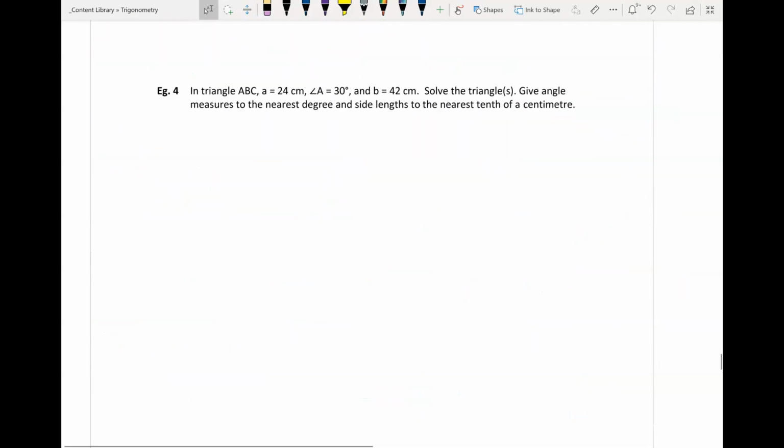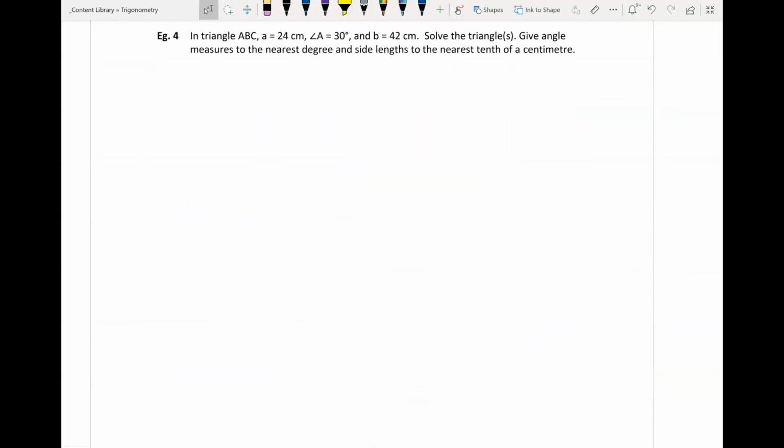Let's try another example. So in this triangle, we have A, B, and C with the following information. I'm just going to draw this triangle out.